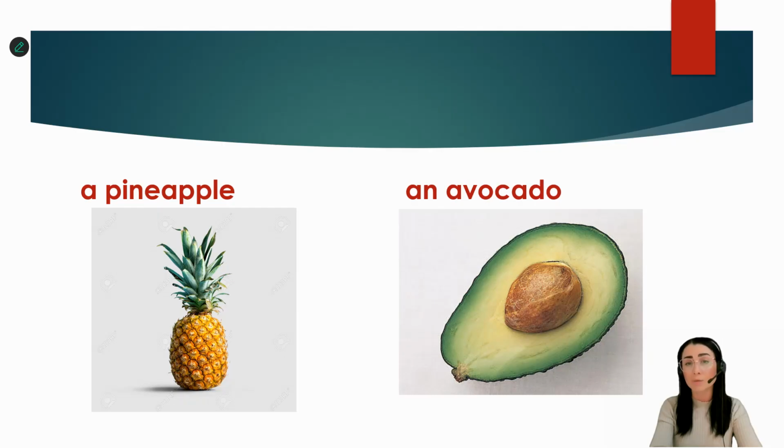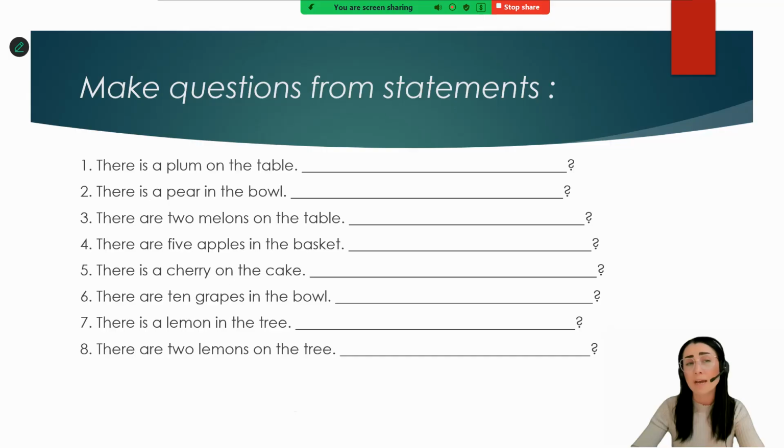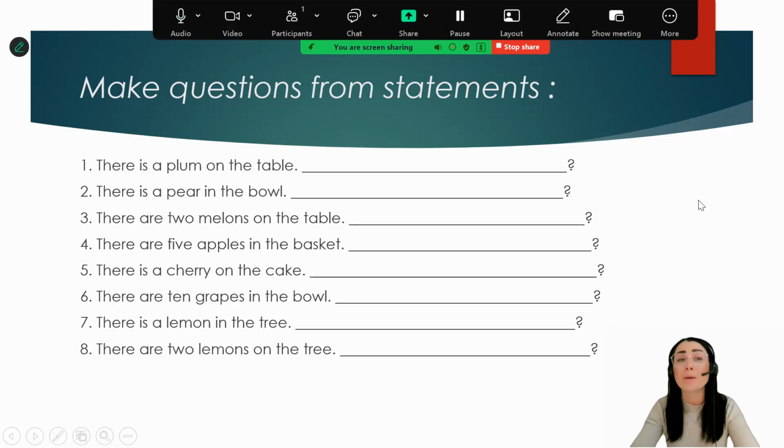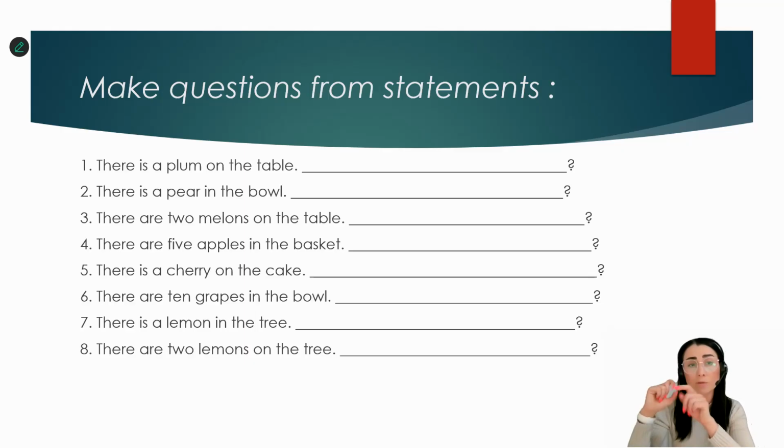An avocado. Write down these words into your vocabulary and remember them. Let's move further. We have just learned some names of the fruits, and we can use these words in sentences for remembering them better. Now let's make some questions from the statements. For example, there is a plum on the table. This is a statement or positive form, affirmative form.